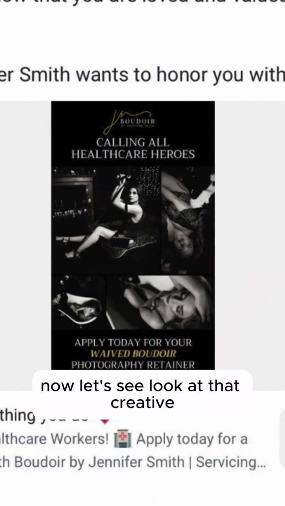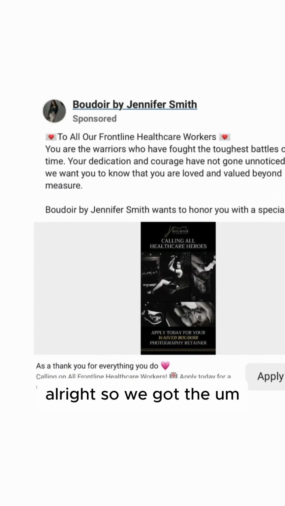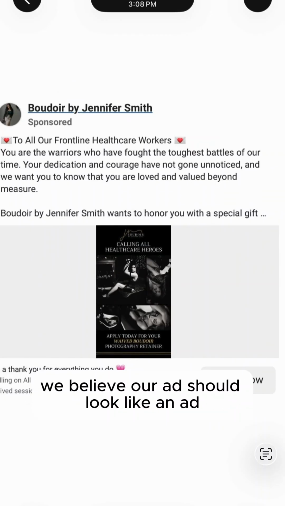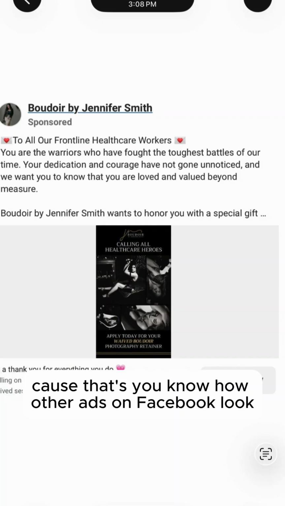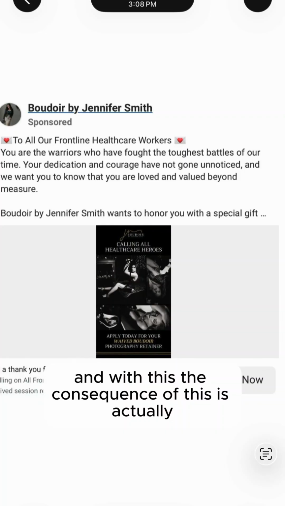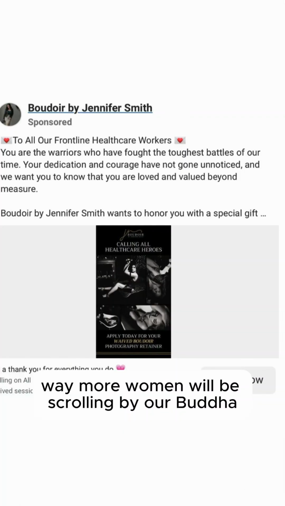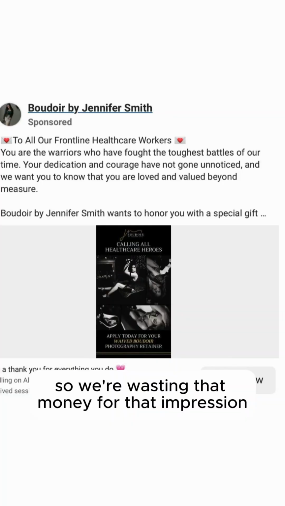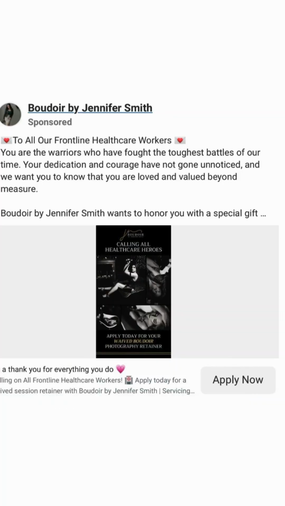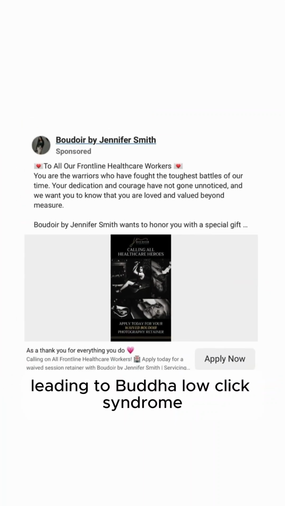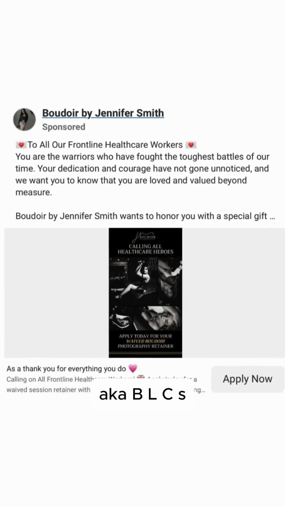Now let's look at that creative. All right, so it looks like an ad mistake here in our creative. The false belief that caused us to make this mistake is we believe our ad should look like an ad because that's how other ads on Facebook look, how other Boudoir Facebook ads look. And the consequence of this is way more women will be scrolling by our Boudoir Facebook ad than necessary. So we're wasting that money for that impression, and this actually pulls our unique CTR below 6%, leading to Boudoir low click syndrome, aka BLCS.